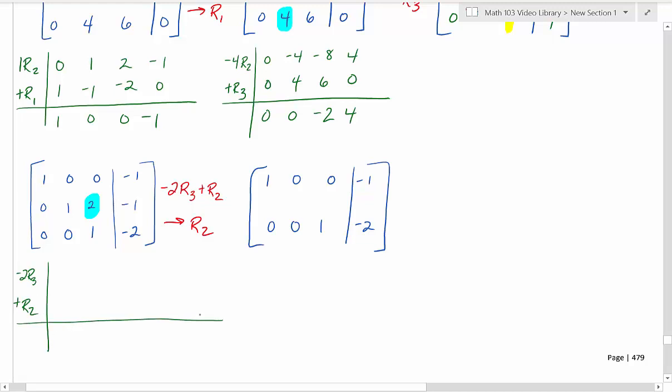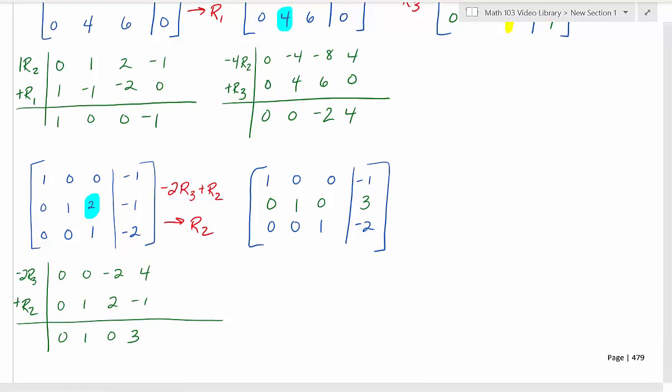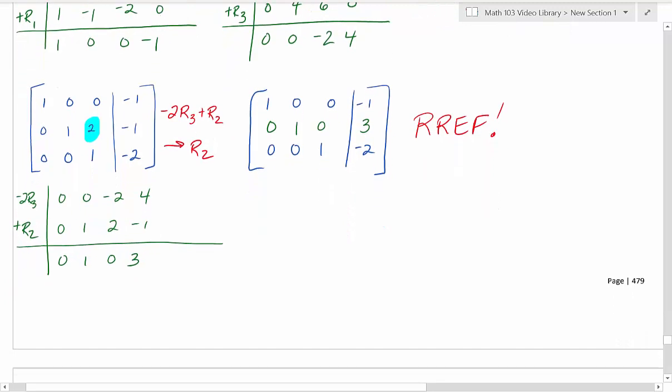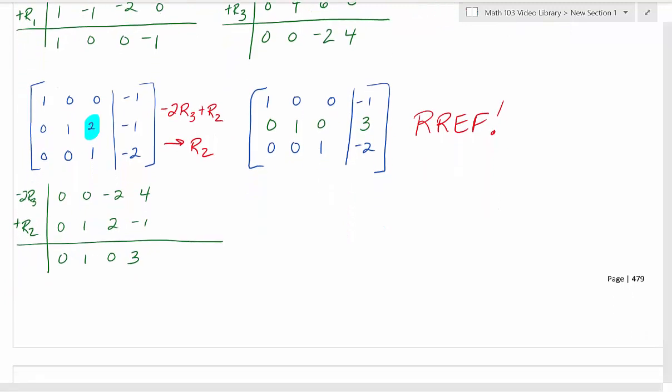Negative 2 times row 3 gives us 0, 0, negative 2, positive 4. And we'll add that to our row 2 as is. We get 0, 1, 0, 3. And that is our new row 2. Our matrix is now in reduced row echelon form. We're ready to rewrite the equations, and we should have our solution.